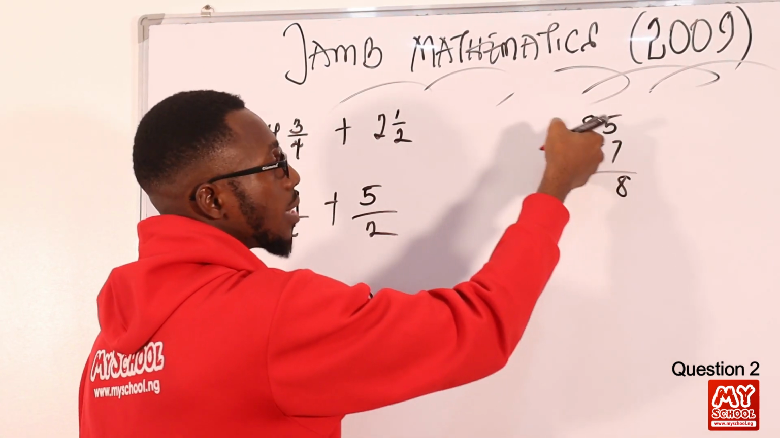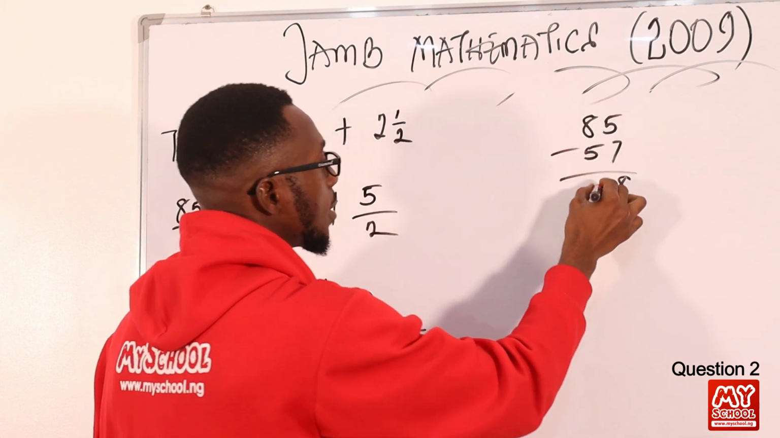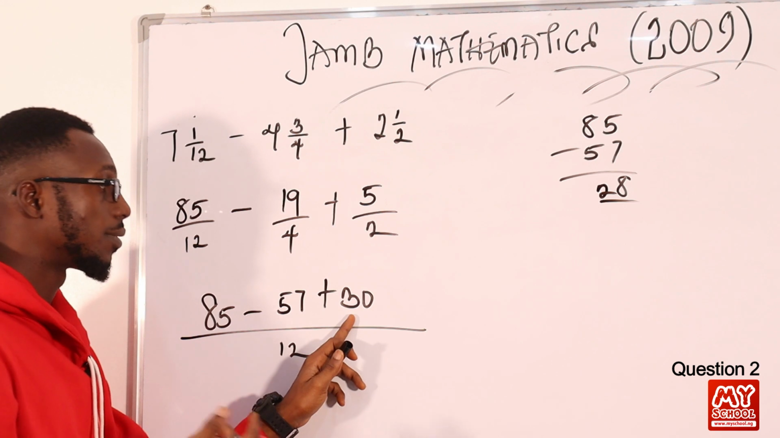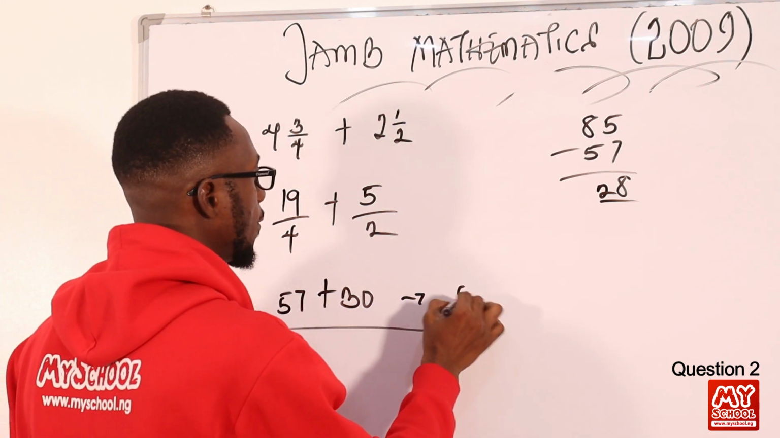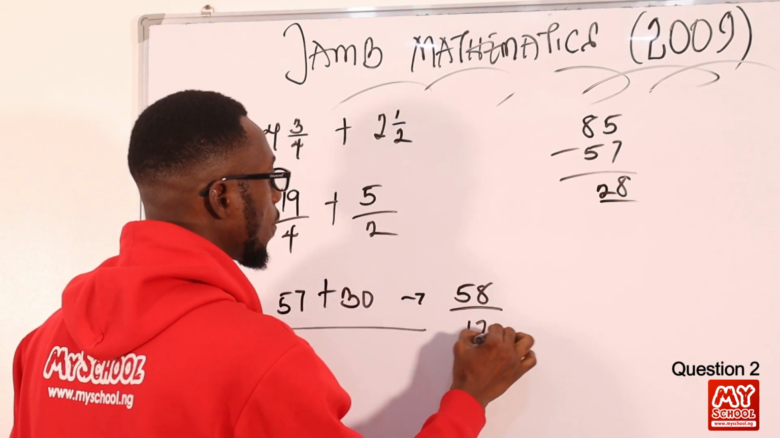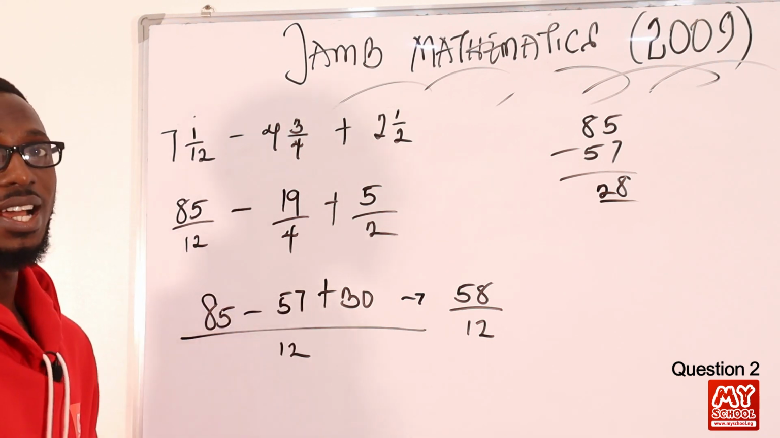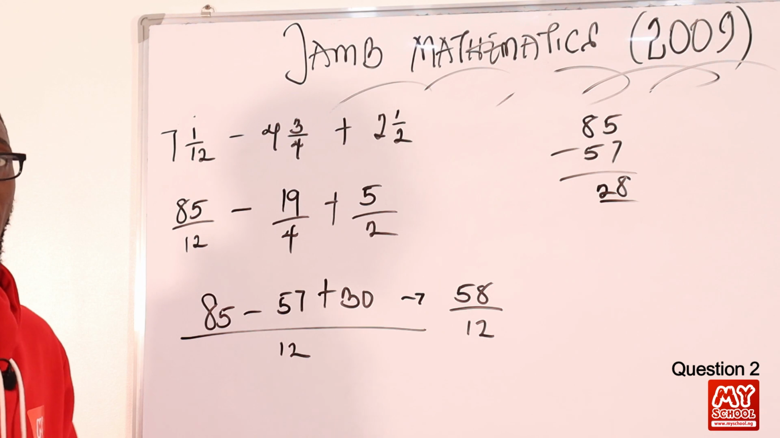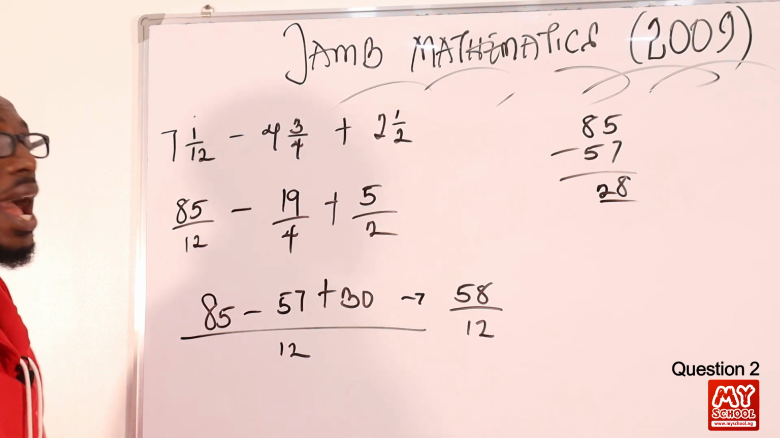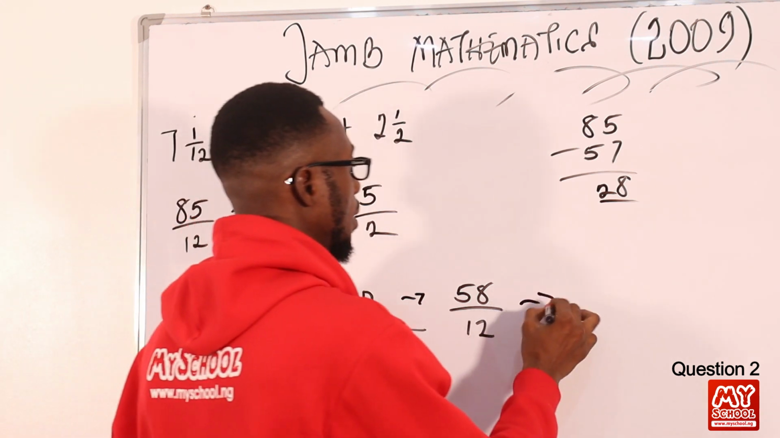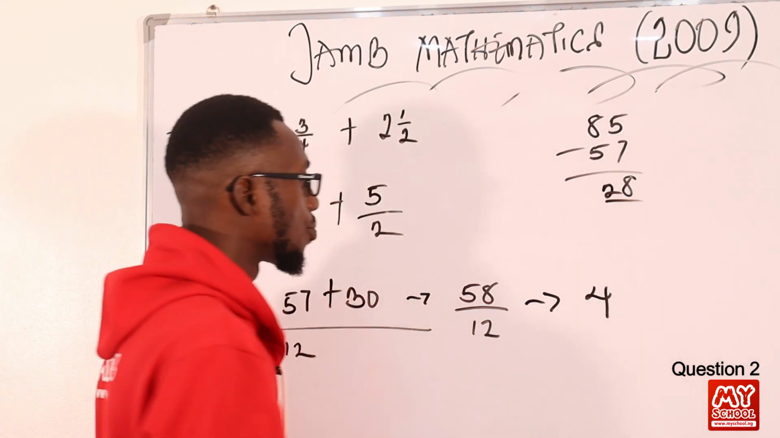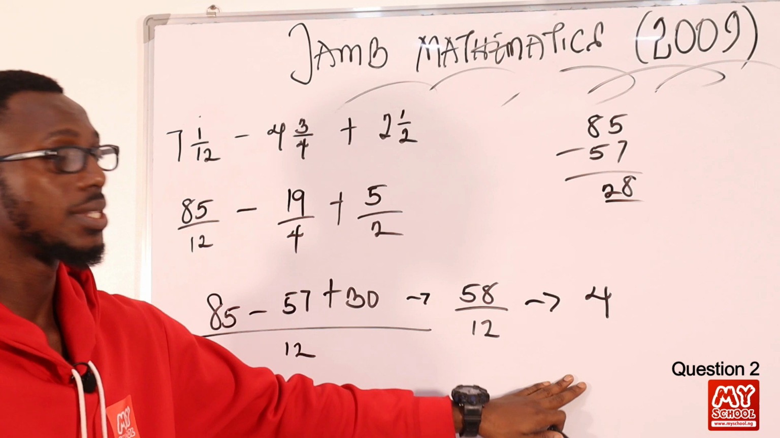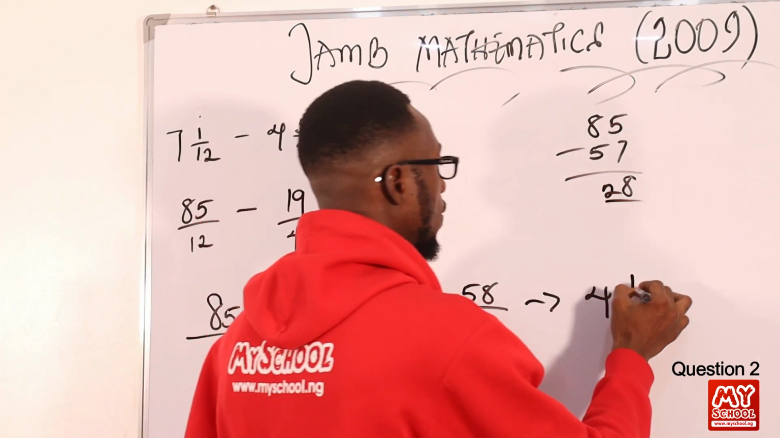So I have 8, 1 has been removed, this becomes 7, minus this is 28. So I have 28 plus 30, that is 58. So I have 58 over 12. If I want to break this down, how many times can we pass 12 through 58? That should work for 4 times, remaining 10, because 12 times 4 is 48. 58 minus 48 is 10 over 12.